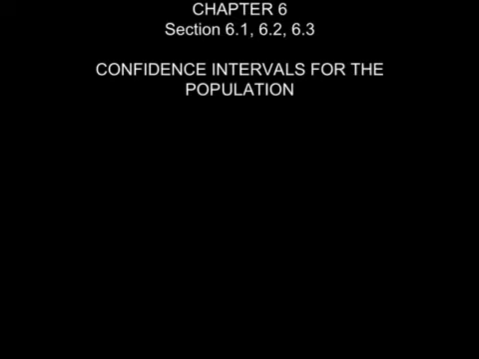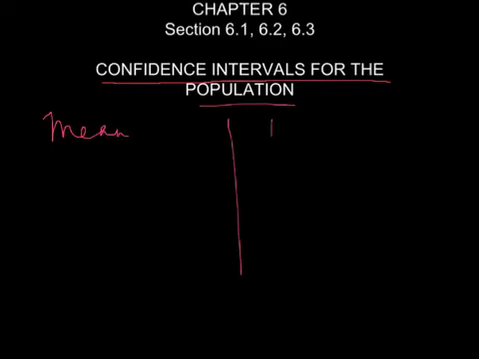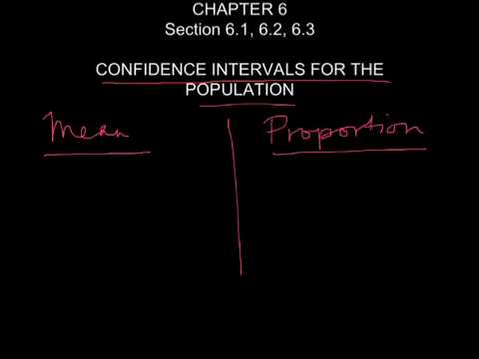Okay, Chapter 6, all about confidence intervals for the population. And sometimes it was about confidence interval for the population mean, and sometimes it was about confidence interval for the population proportion. So it just depended on what type of survey or experiment was conducted that told you whether you were doing a confidence interval for the population mean or proportion.